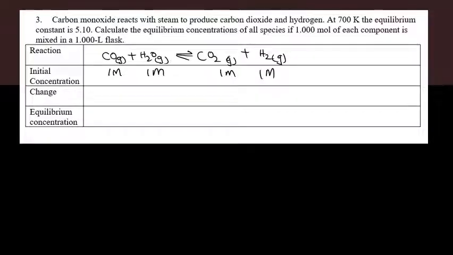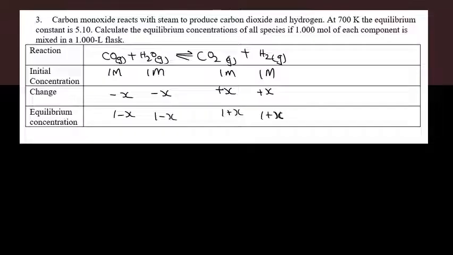And now we can see that the reactants change by negative x, because the coefficients are 1 in each case. So this will be plus x for the products. And at equilibrium, we will have 1 minus x, 1 minus x, 1 plus x, and 1 plus x. Okay, and now in that case, we can write the K expression.